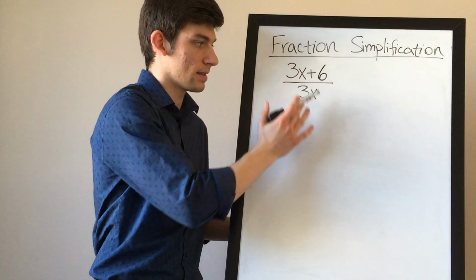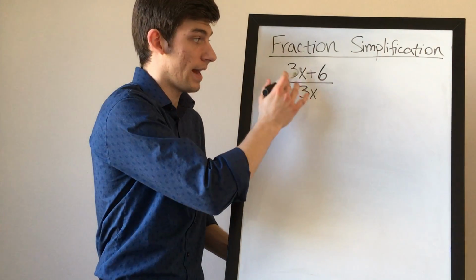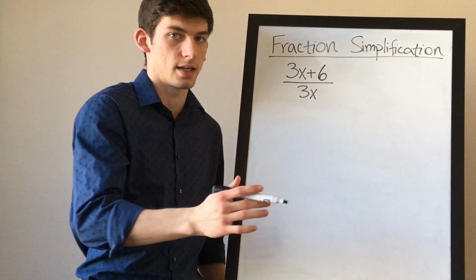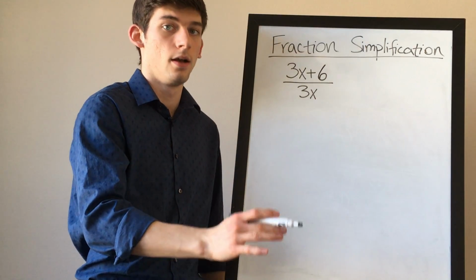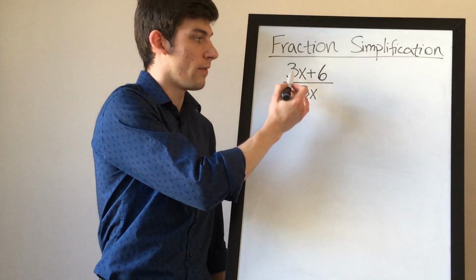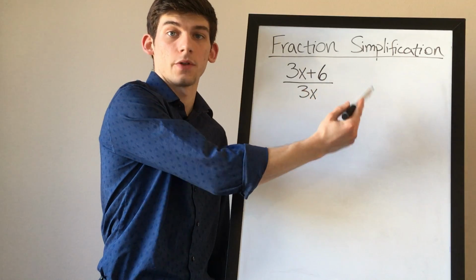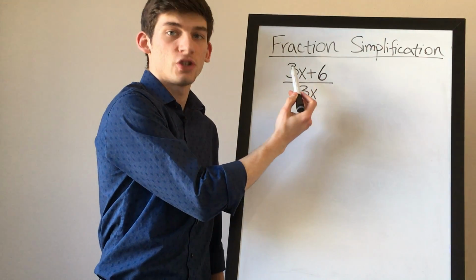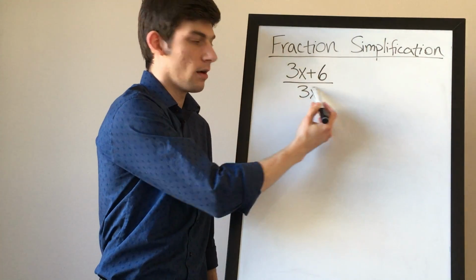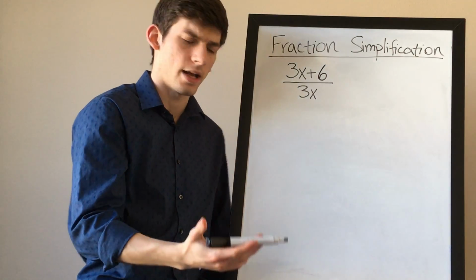In this case, it might be tempting to just divide out 3x with 3x and be left with 6. You can't do that. That's incorrect. The rule is, when you have several terms on the top, you divide each term by the entirety of the bottom. So in this case, what would that look like?